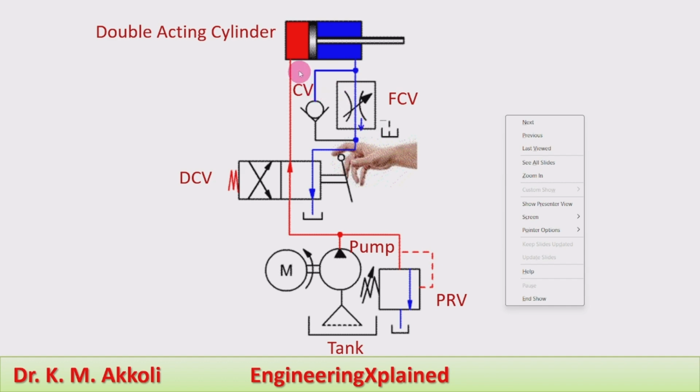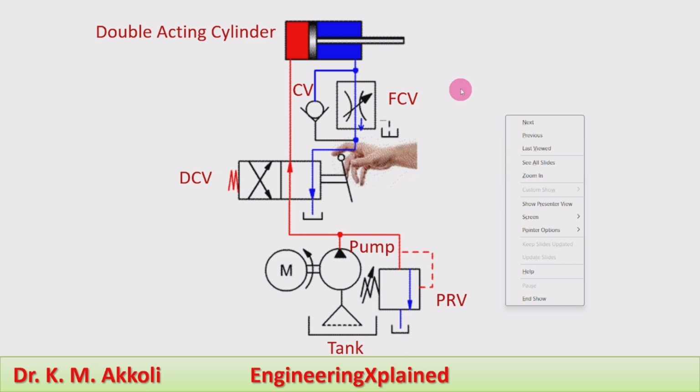Even though fluid is entering the piston end of the cylinder with the full pressure, the outlet flow will be controlled through the flow control valve. Therefore, there is a restriction of the speed, and that can be controlled by using this outlet flow from the double acting cylinder.